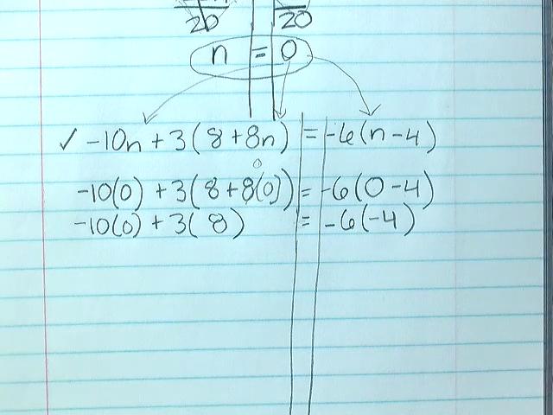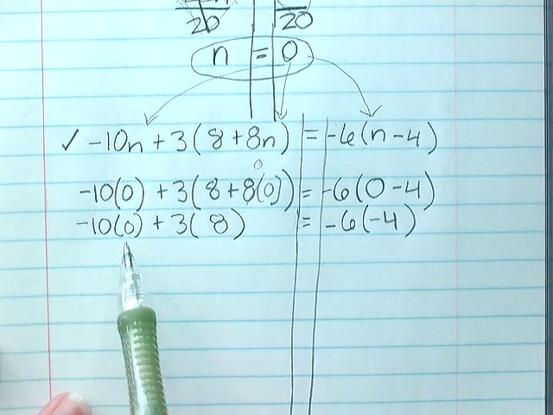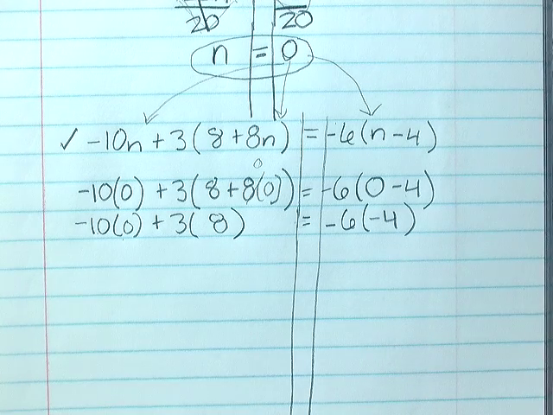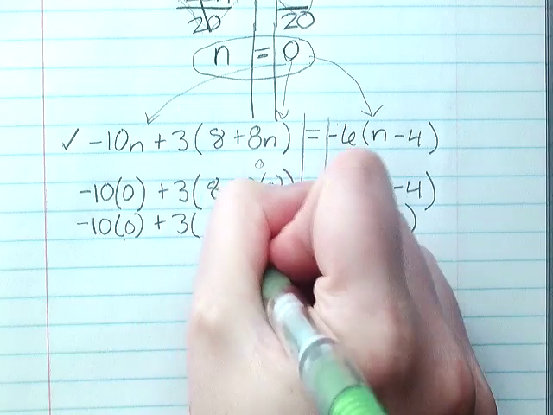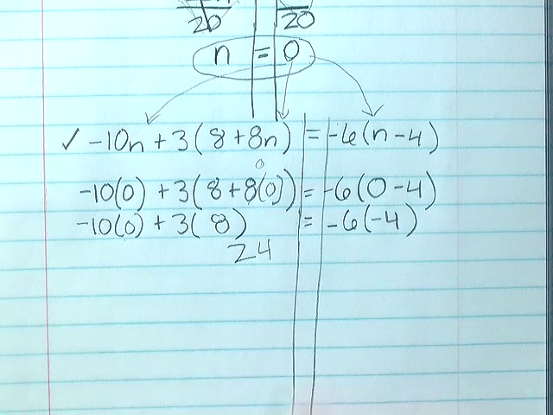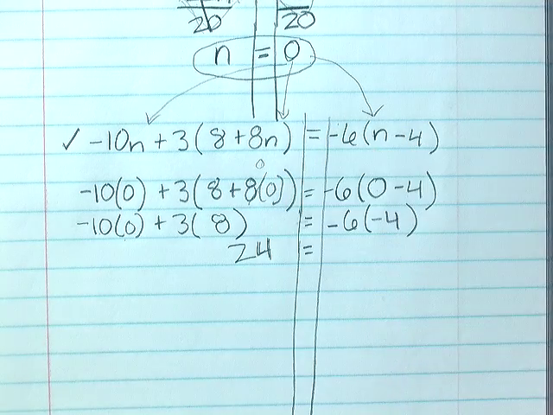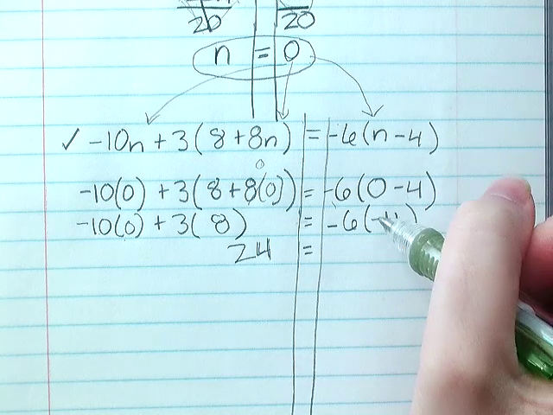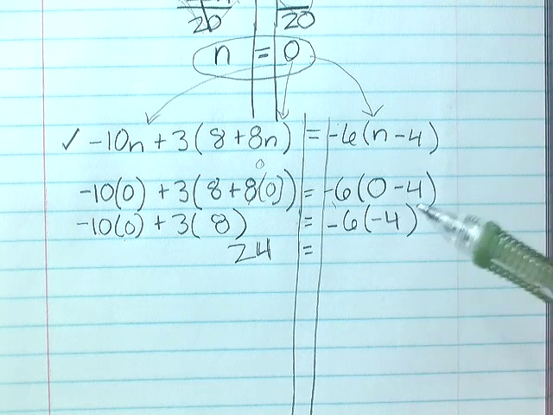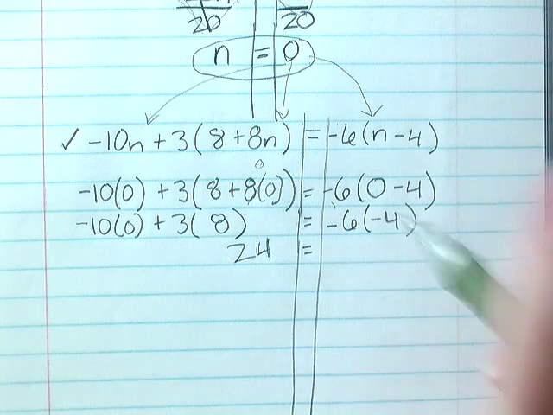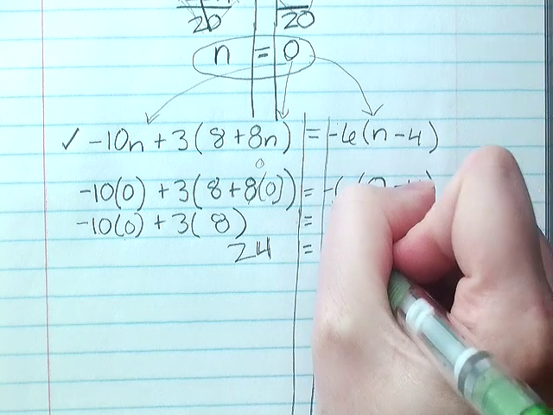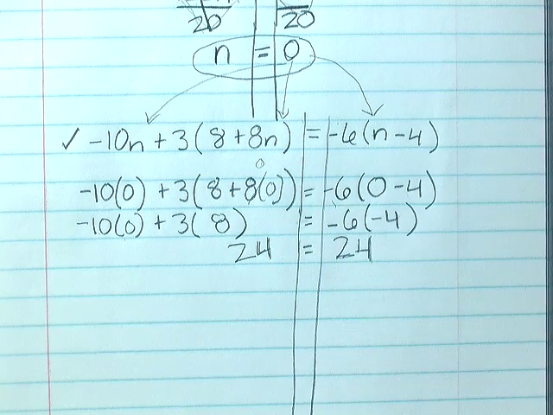Now that we've done our parentheses, there's no exponents, so we're going to skip that. Next thing we're going to do is any multiplication. Negative 10 times 0 is just 0, so I don't really have to write that down. Plus 3 times 8, which is 24. Okay. And then, again, my equals will move down my river. And then negative 6 times negative 4, again, remember, and we talked about this earlier, a negative times a negative is a positive. And if you need help with that, come see me during office hours. But 6 times 4 is 24. And since they're both negative, that's going to be a positive 24.